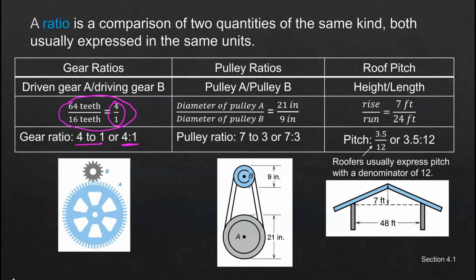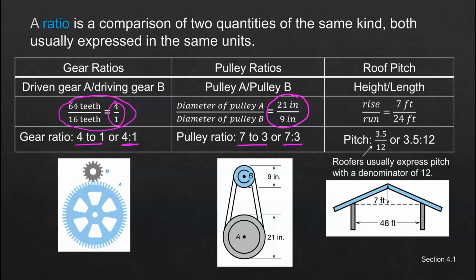Same thing with the pulleys. Notice we have the diameter of each pulley, and we have 21 inches to 9 inches. And then if we simplify that, when simplified, it ends up 7 to 3. And we can write it either way because 21 and 9 are both divisible by 3, so they simplify.